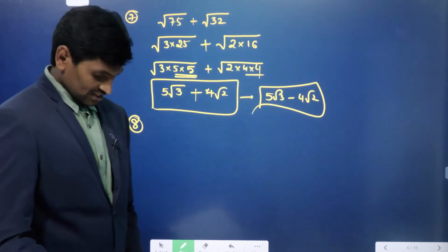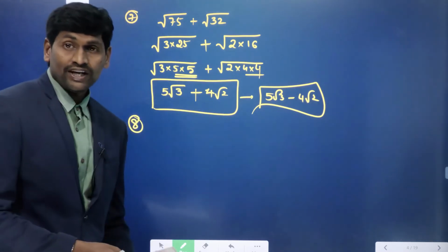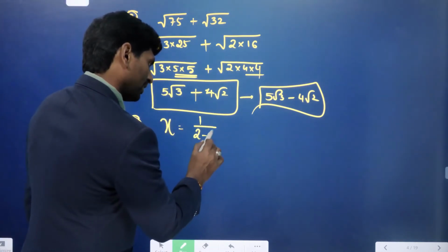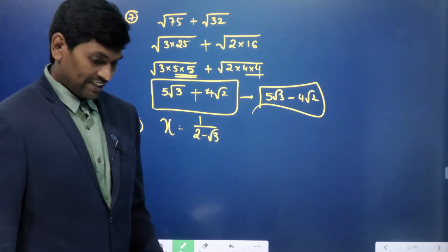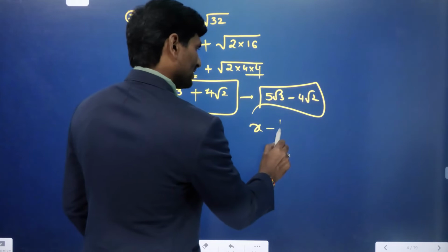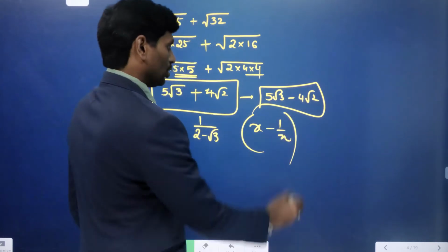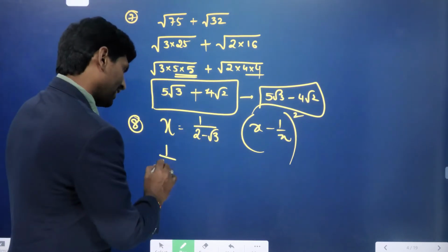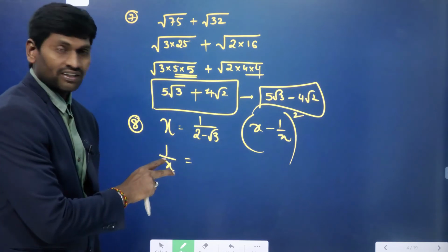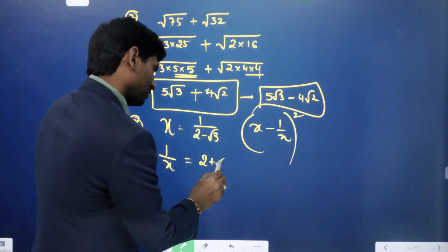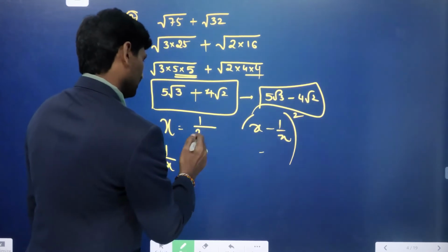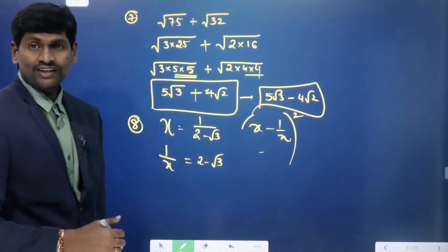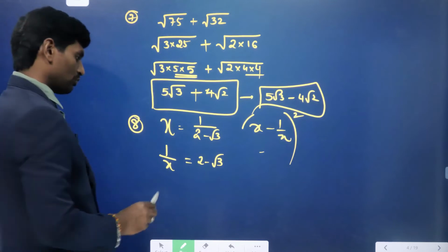Let us see this. That is, if x value is 1 by 2 minus root 3. X value is given 1 by 2 minus root 3. Then we need to find x minus 1 by x whole square. So x value is 1 by 2 minus root 3. Then 1 by x value. 1 by x means it's reciprocal, right? So 1 by x value we can write 2 minus root 3 by 1. 2 minus root 3 by 1 means 2 minus root 3 only. This is 1 by x value.